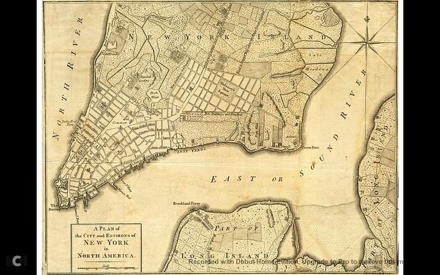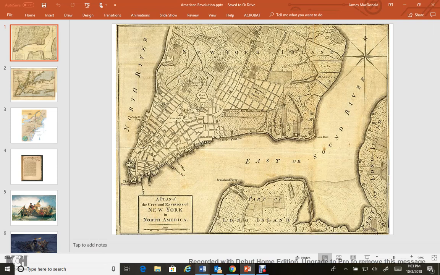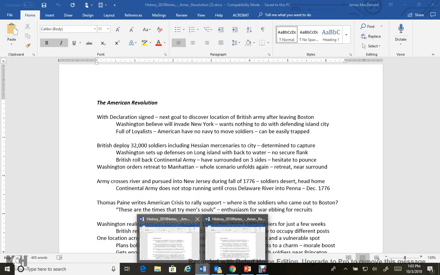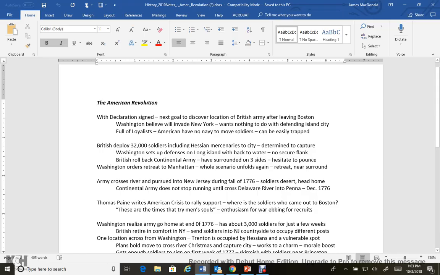Washington really wants nothing to do with defending Manhattan Island and New York. And you can see why, just looking at the geography here. The British have, in other words, all of the advantages. He also knows that the city of New York has a pretty high population of loyalists, or Tories as we've been calling them. And that's important to consider.